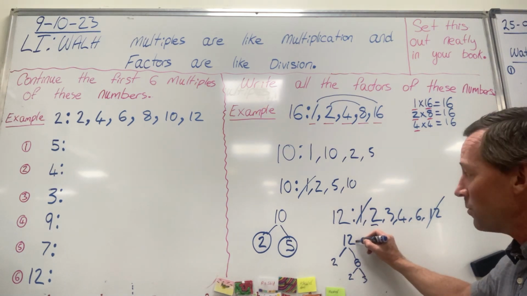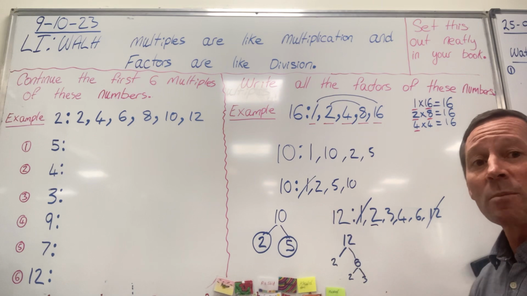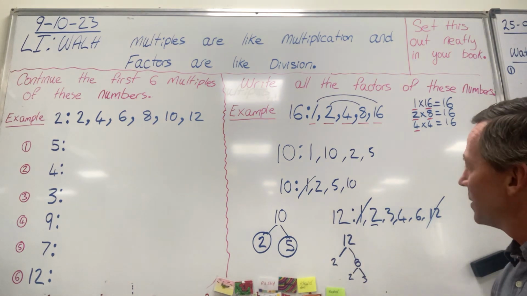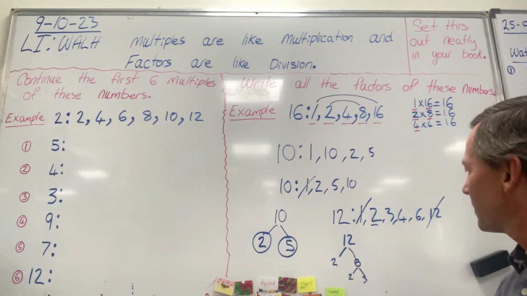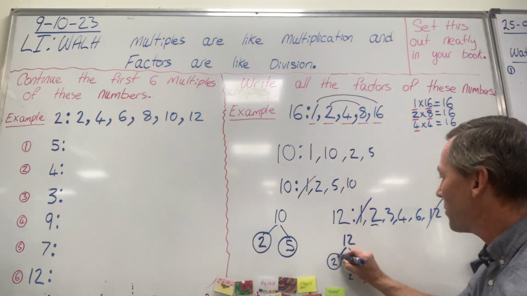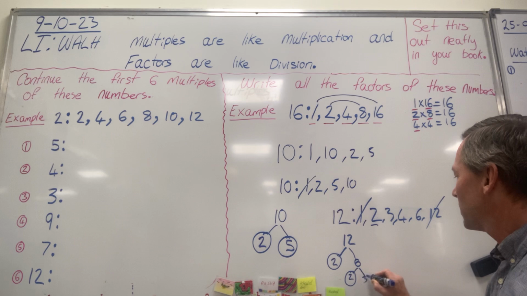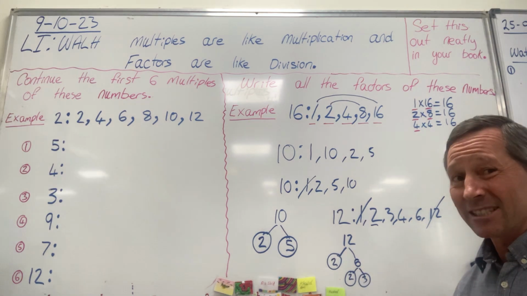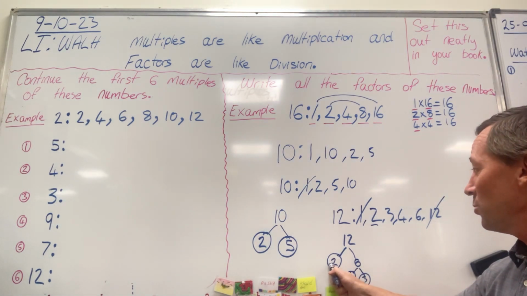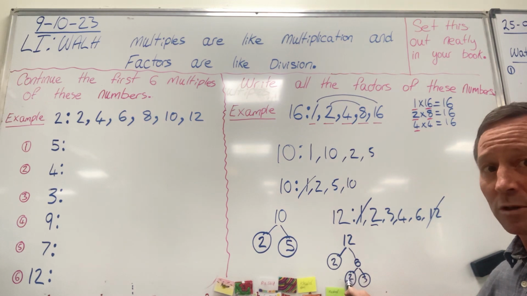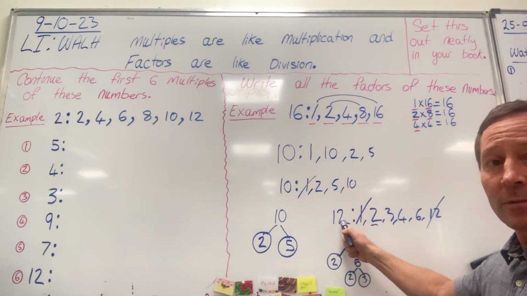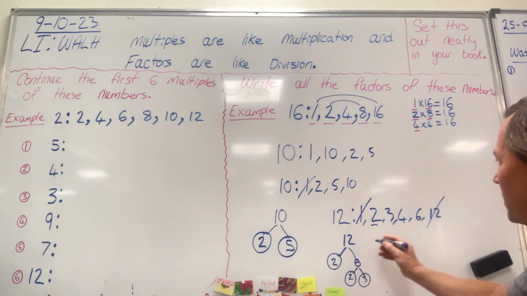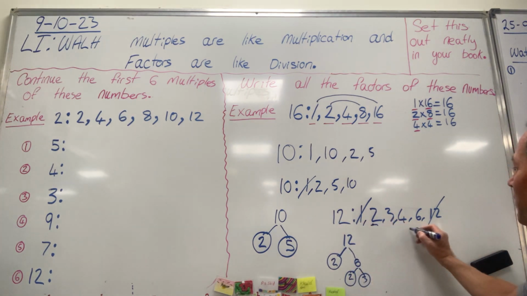6, 12, 10, they are composite numbers, which means they're divisible by more than 2 numbers. So at the end of a prime number, I put a circle. And if I wanted to check, I could do 2 times 2, which is 4. 4 times 3, it's 12. So I did 2 and 3.